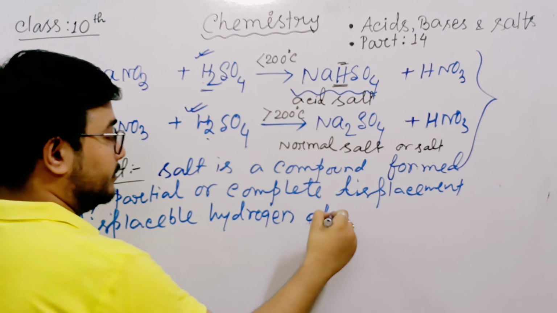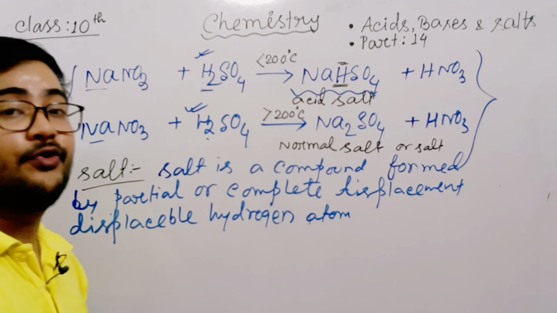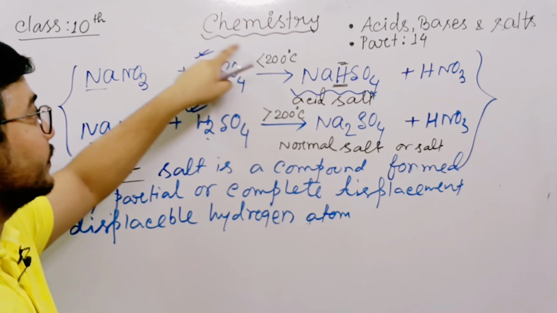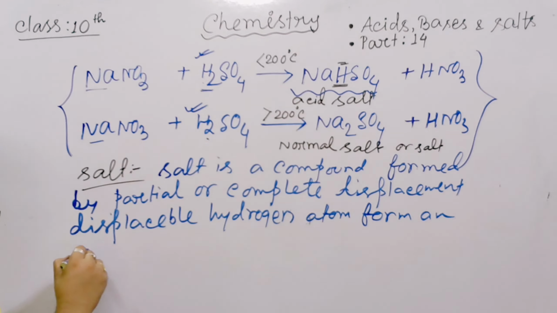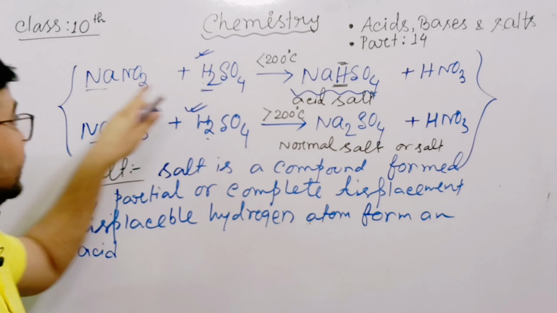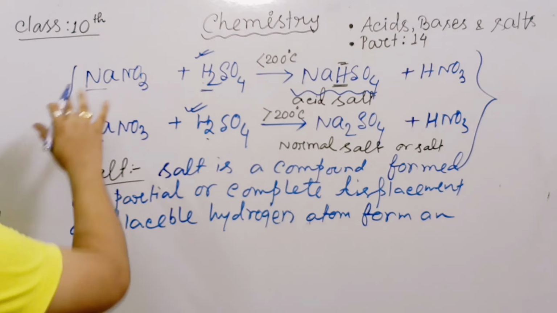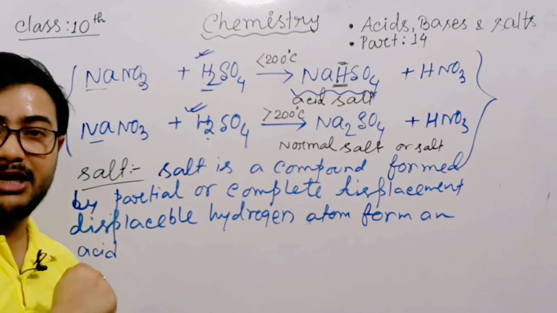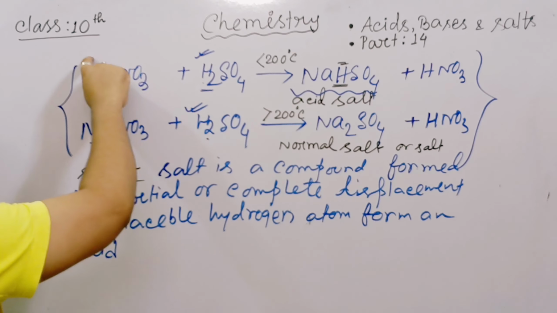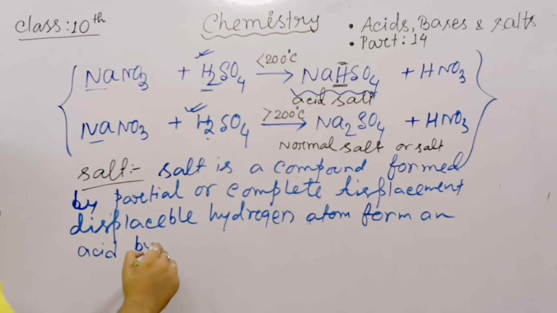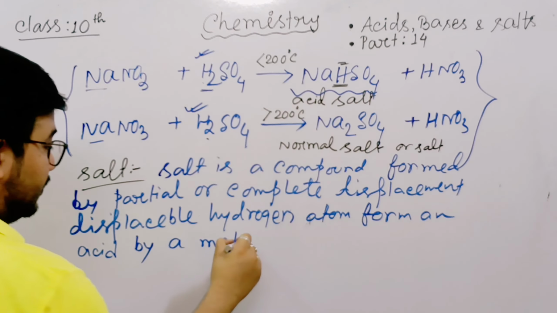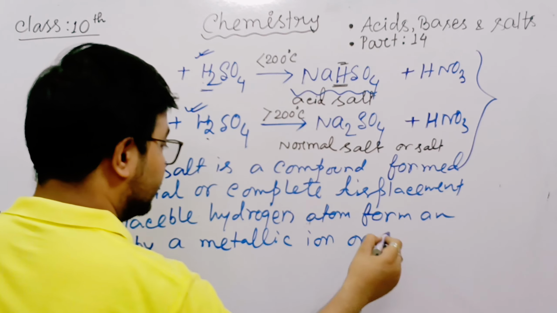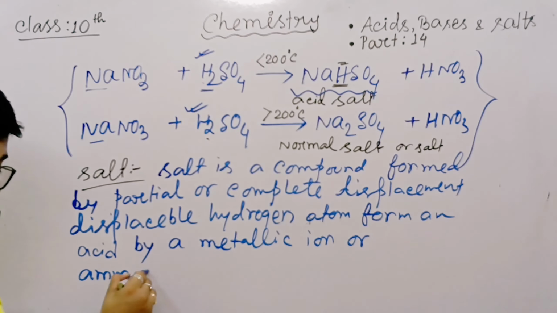Displaceable hydrogen atom. Displaceable hydrogen atom from where? From an acid. Okay, so from an acid by what? By sodium. But always it is not possible. Sodium, sometime calcium, sometime potassium, so many. So displace this hydrogen by what? By a metallic ion or ammonium ion. This is the complete definition of the salt.